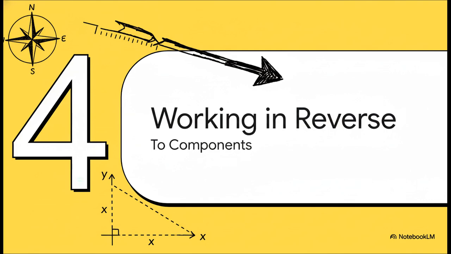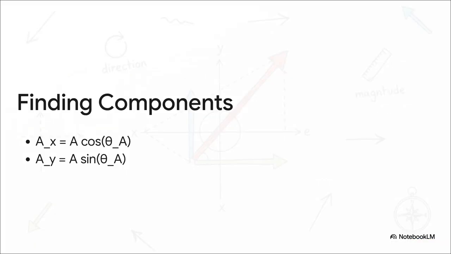What if you already know the magnitude and direction? Let's say a plane flies 200 kilometers to the southeast. How do you find the components of that journey? For this, we just need a little bit of basic trigonometry. And these two simple formulas are all you need.